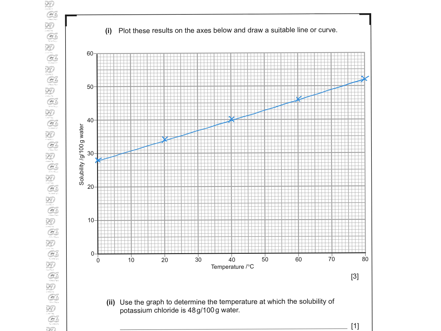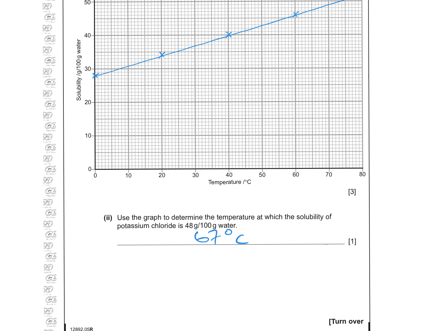So here I've plotted the results. And then part 2, have to use the graph to determine the temperature at which the solubility of the potassium chloride is 48 grams per 100 grams of water. So I just find the solubility of 48 and go across and then read down. And I get an answer of 67 degrees C. Don't forget the units.